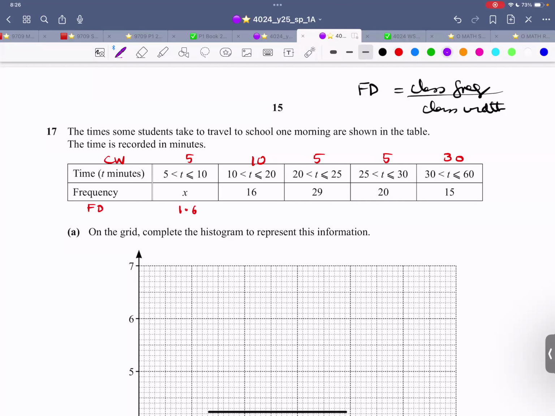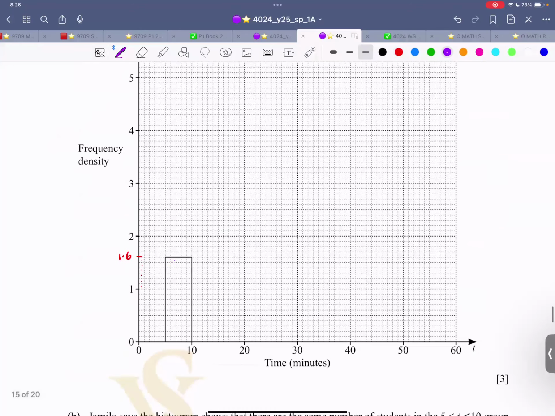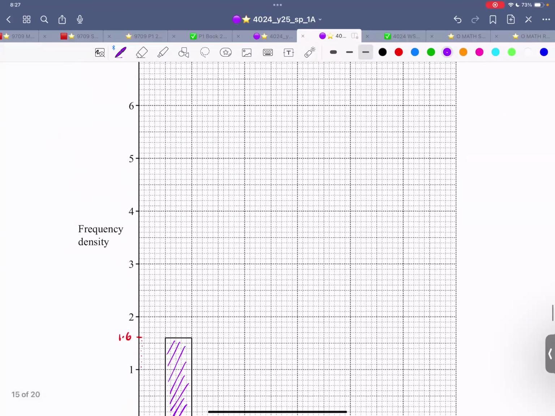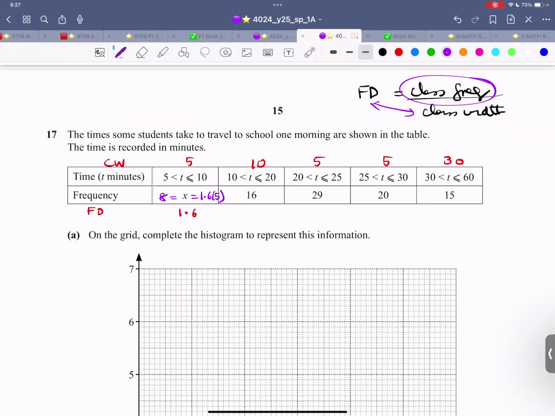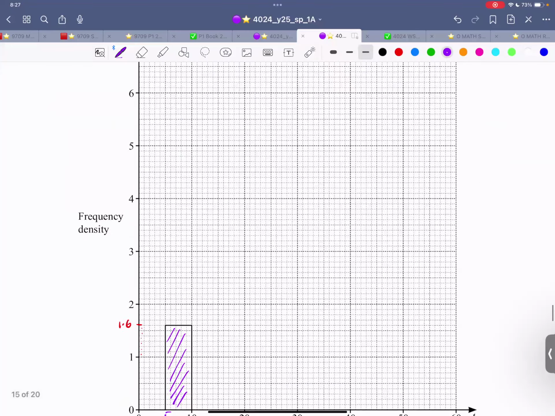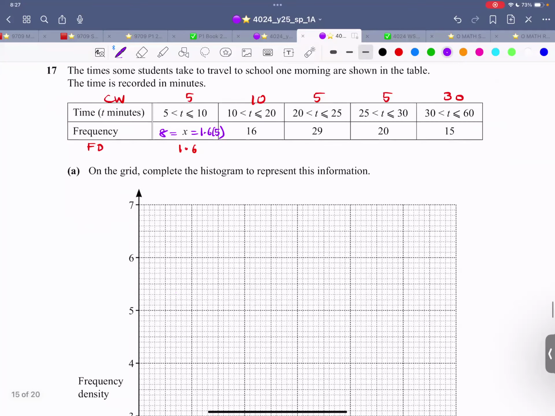If I want to make class frequency the subject, it's the area of the bar. So the area of the bar is what we are looking for. So 1.6 into 5. X is 1.6 into 5, which comes out to be 8. The value of X is 8. That is the first thing that you need to take care of. And then when we have to complete it, 10 till 20, the height, the frequency is this.